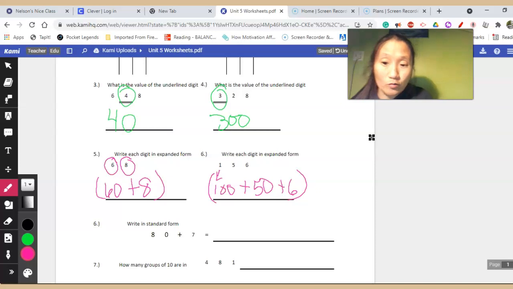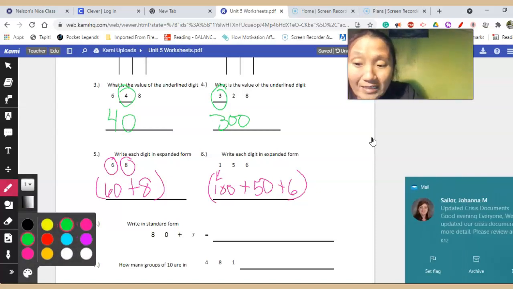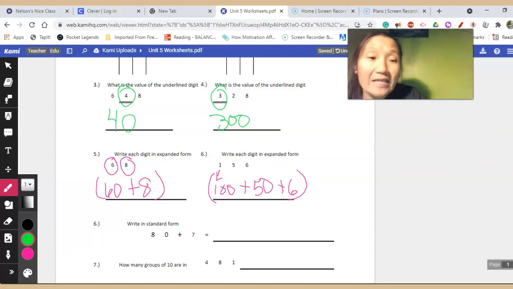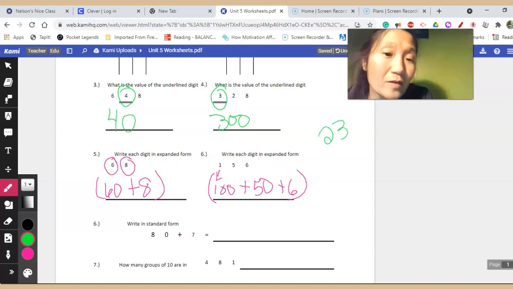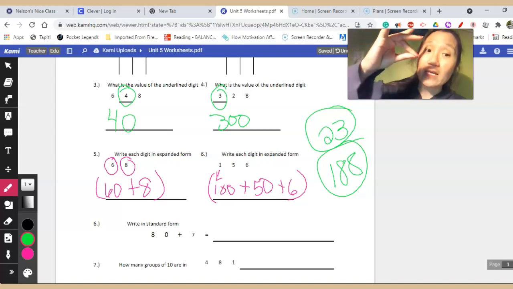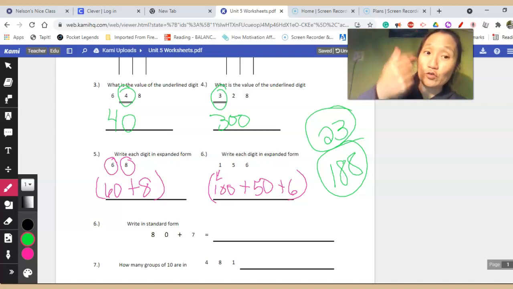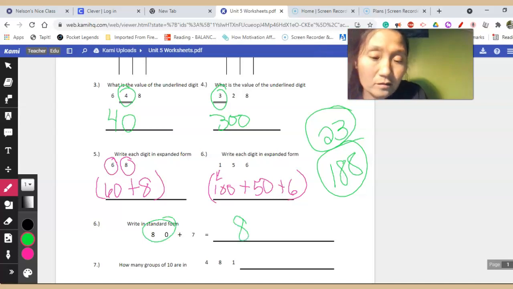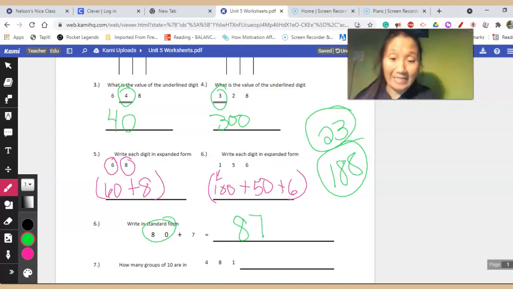Okay, so now you have to take this number down here and write it in standard form. So standard form is anything that's written like a normal number. 23, that is standard form. 188, that is standard form. It tells you that there is a 2 in the tens place and a 3 in the ones place. They're together, so you have 2 groups of 10, 3 groups of 1. 1 group of 100, 8 groups of 10, 8 groups of 1. So write it in standard form. So you would take 80, which is worth 8 groups of 10, plus the 7 for 87.